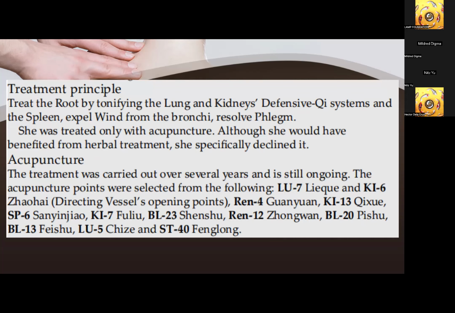The acupuncture points were selected from the following: lung 7 and kidney 6, which are the directing vessel opening points, yung kidney 6. And then ren 4, kidney 13, spleen 6, kidney 7, bladder 23, back-shu of the kidney, ren 12, bladder 20, bladder 13, lung 5, and stomach 40. Okay?